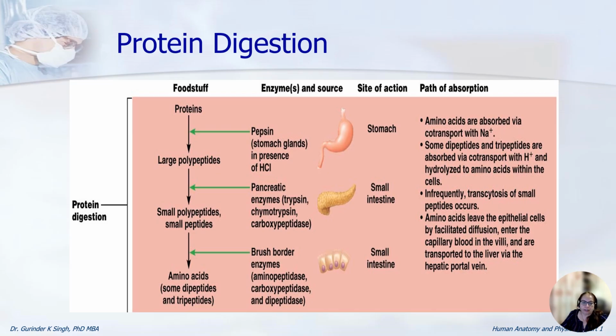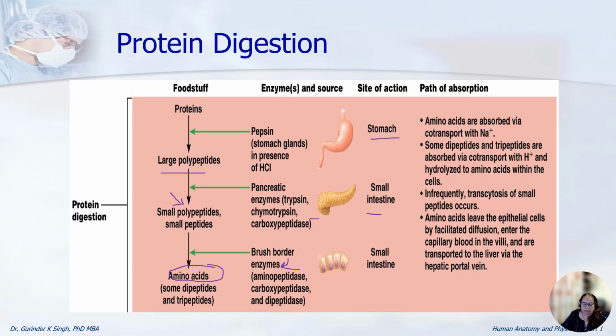This picture shows the role of different types of enzymes and where they are located for the proteins. In the stomach, it's pepsin which acts on the proteins and makes them into large polypeptides. Then as it moves to the duodenum and small intestine, the pancreatic enzymes trypsin, chymotrypsin and carboxypeptidases make small polypeptides or small peptides. In the intestine, the brush border enzymes, aminopeptidases, carboxypeptidases and dipeptidases, convert these small peptides into amino acids.